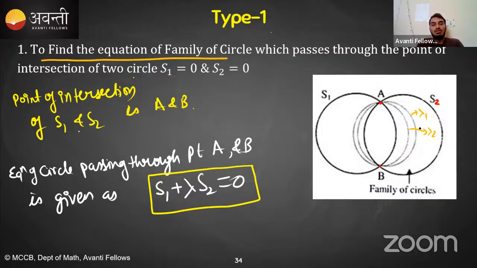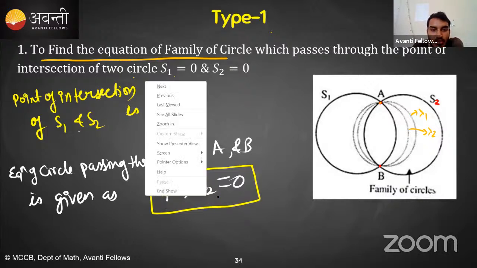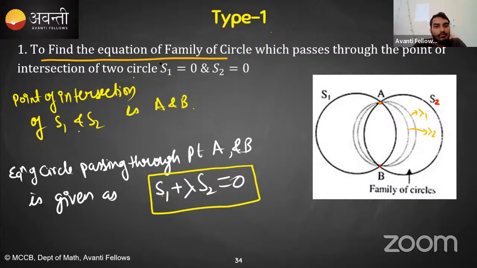See, the point A is lying on both circles S1 and S2. So on putting the point A, it should satisfy S1 and it should satisfy S2, right? And on putting the point B, it should satisfy S1 and S2, so 0 equal to 0, right? And why is this the equation of a circle? First it is clear that A and B satisfy this equation. If I can prove that this is the equation of a circle, then I can prove that this circle is passing through the points A and B. Yes or no?